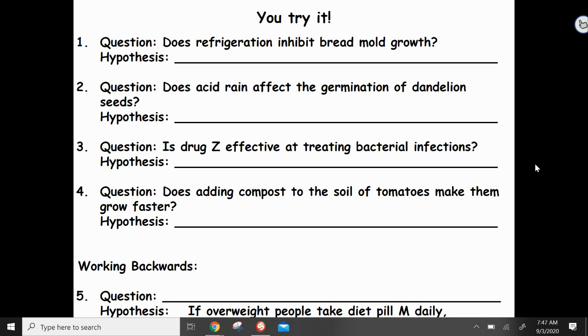All right, so we have an if and we have a then. If bread is refrigerated, then mold growth will be inhibited. That's my hypothesis for that one. And you would do the same thing for the other ones.